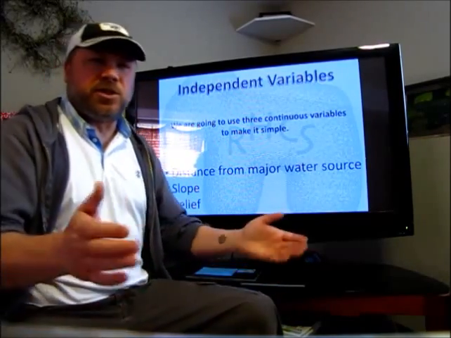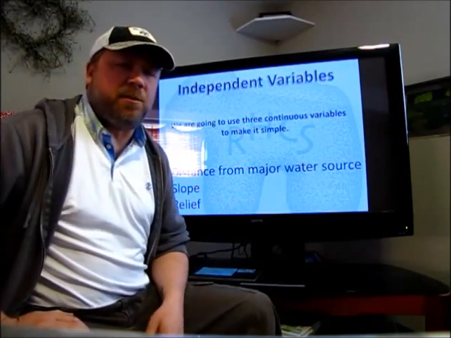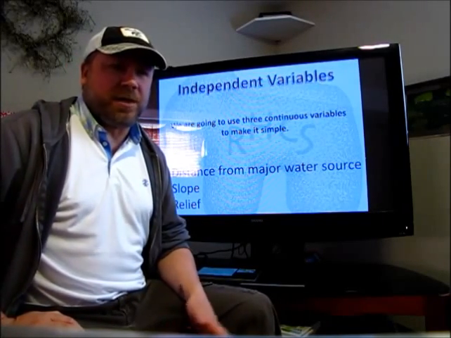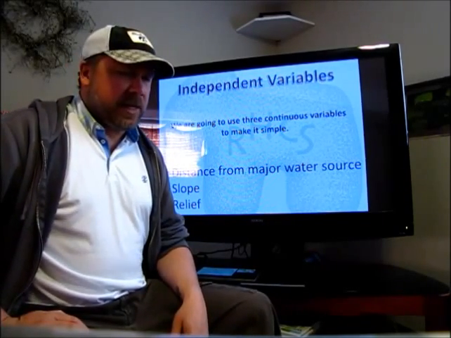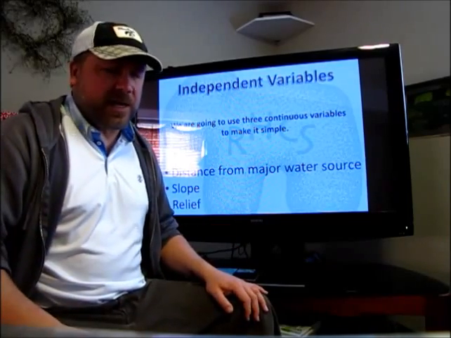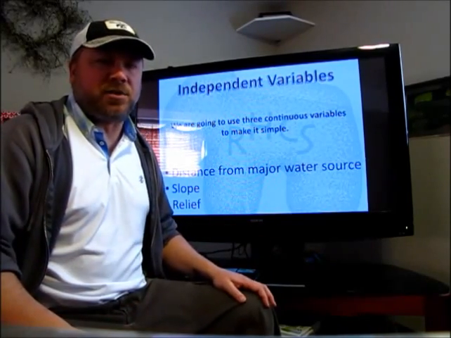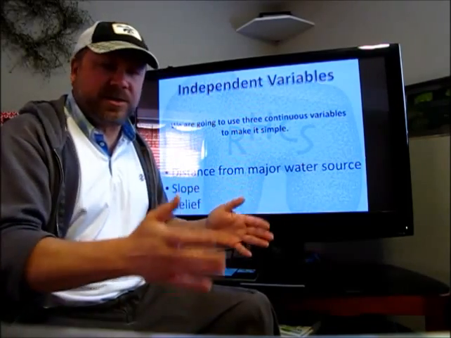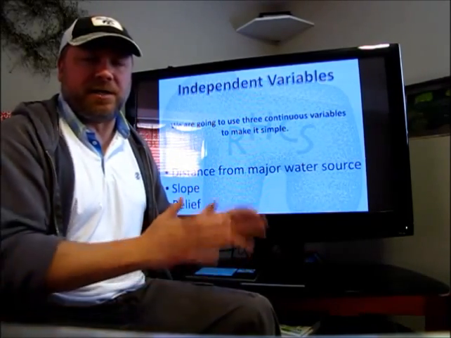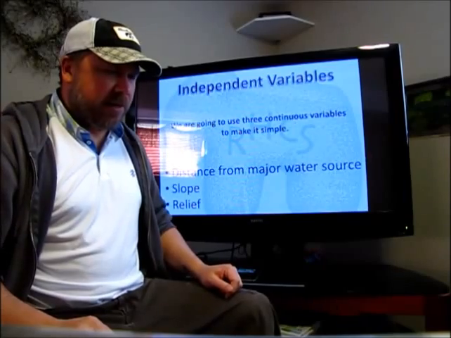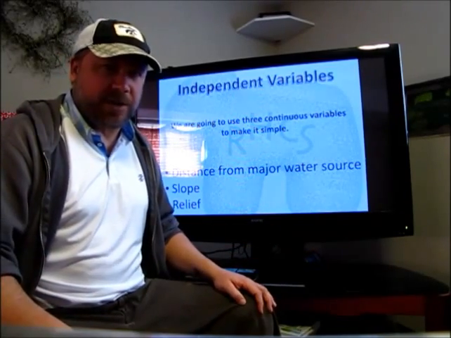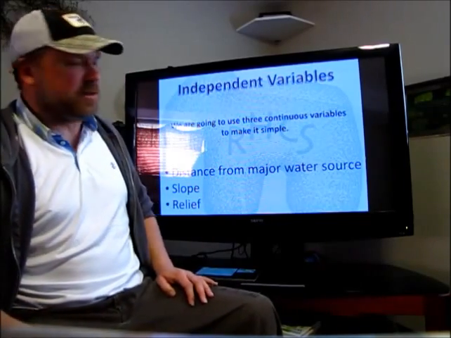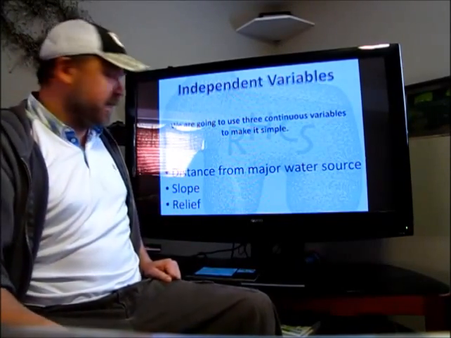So we're going to just use continuous variables as our independent variables. I typically just like to use continuous variables compared to categorical because continuous has an advantage in that you're not really losing information. But in mathematics, if you take something that's continuous and you break it up into categories, you're kind of losing information. And so we're just going to stick with continuous variables for our independent variables, and we're going to use distance from a major water source, slope, and relief.